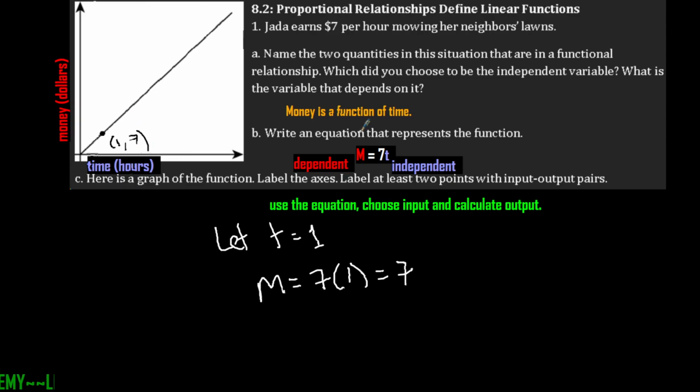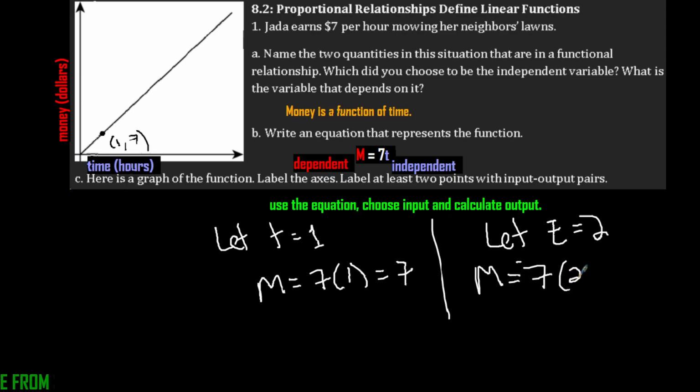Same idea if you pick another point. Let's let t equal 2. We plug that into our equation, so m equals 7 times 2, which is going to be 14. That creates the ordered pair 2, 14. Make sure you're seeing how that is set up.